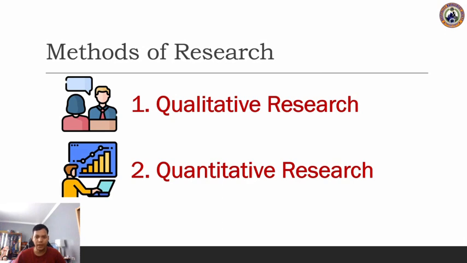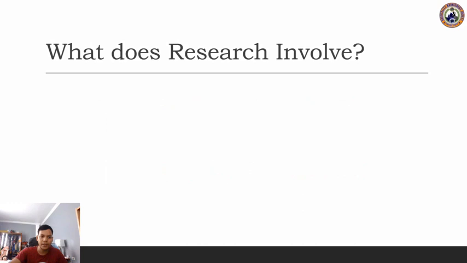So it allows quantifying variables, uncovering relationships, and making generalizations across a larger population. As a result, quantitative research is often used in the natural and physical sciences such as engineering, biology, chemistry, physics, computer science, finance, and medical research. And it is also applicable in hospitality management. So what does research involve?